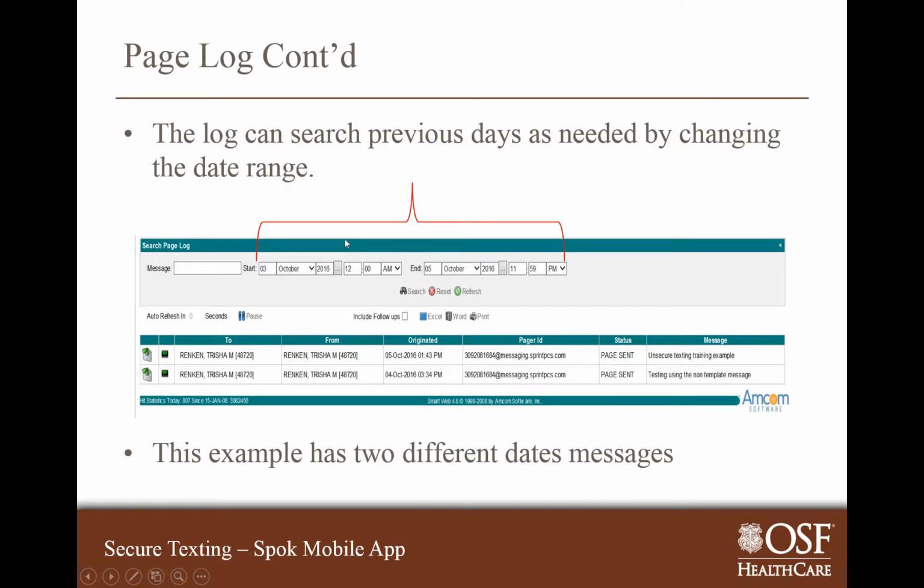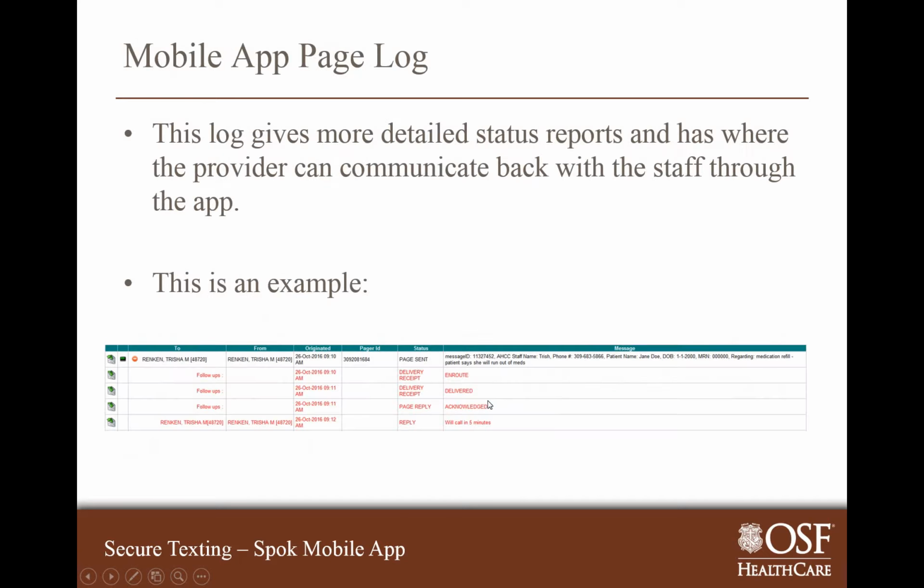You can also search previous days by changing the date ranges on here. They do display as 24 hours currently, for me at least, and you can change that. You should be able to see 7 to 10 days worth of information that you sent out, but it's also accessible if needed farther back through the IT department. This example just has 2 different date ranges on the 5th and the 4th. I had set it for the 3rd, and it was currently on the 5th.